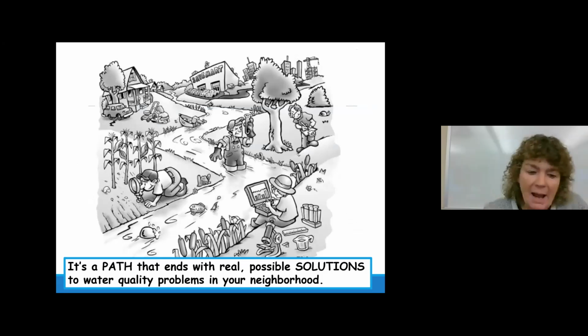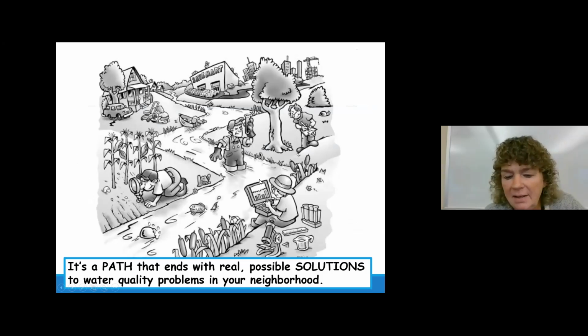So remember, that's a path we're going to follow. This is a great thing Jane had designed, whether you've got your writing on the clipboard, or you're doing your chemical analysis, or you're boating through the watershed, or you're just investigating the soil samples and the fish in there. You've got to record it all, run all the data, get your plan, implement your plan, and then after a couple of years, revise your plan to see if you need to make changes. And you will have solutions to water quality problems in your neighborhood at the end of all this.